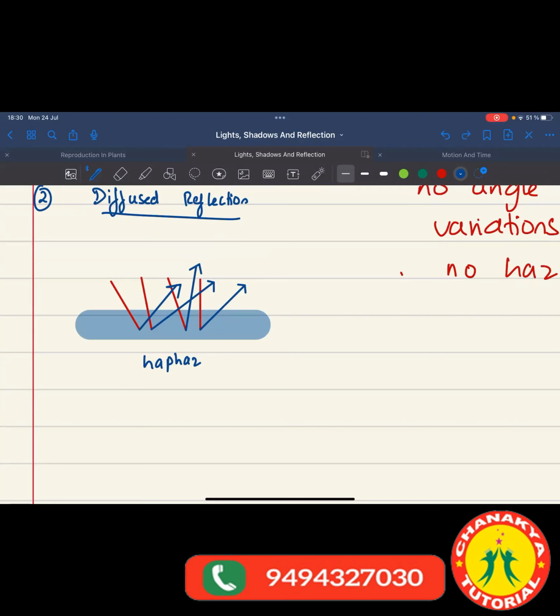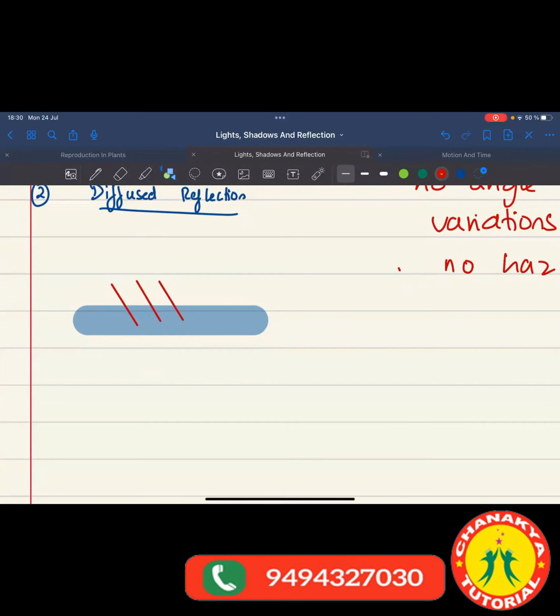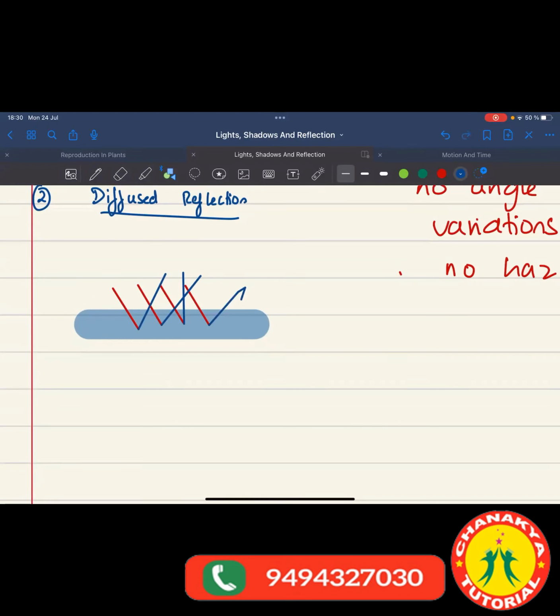Okay, I made one mistake over here. Always remember the incident light will never ever change. So the source of the incident light will always be straight. The reflection only will be in a haphazard manner. Okay, I hope it is clear.